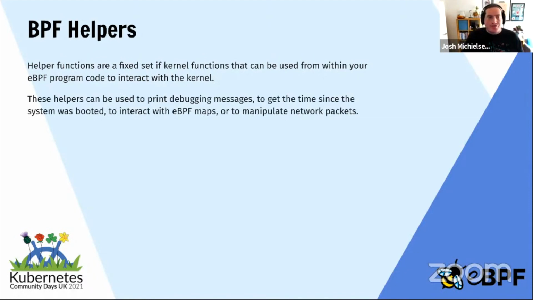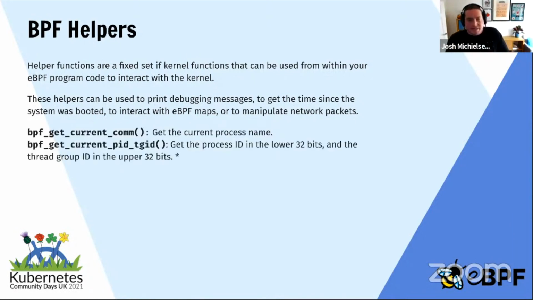We use helper functions to do a variety of different things. We can interact with maps, we can manipulate network packets, we can get things like PIDs and the cgroup identifiers, that kind of stuff. A couple of examples of these helper functions: we have bpf_get_current_comm, which is the current process name. Pretty self-explanatory.